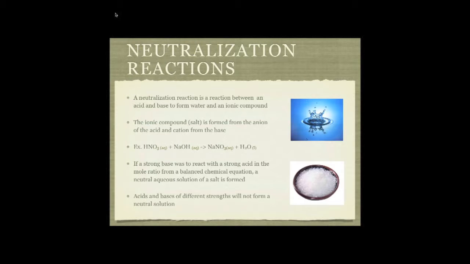When acids and bases react, a neutralization reaction occurs. A neutralization reaction is a double displacement reaction between an acid and a base to form water and an ionic compound. The ionic compound, or better referred to as a salt, is formed from the anion of the acid and the cation from the base. An example of this is when nitric acid reacts with sodium hydroxide to form sodium nitrate and H2O. If a strong base was to react with a strong acid in the mole ratio from a balanced chemical equation, a neutral aqueous solution of a salt is formed. Acids and bases of different strengths will not form a neutral solution.